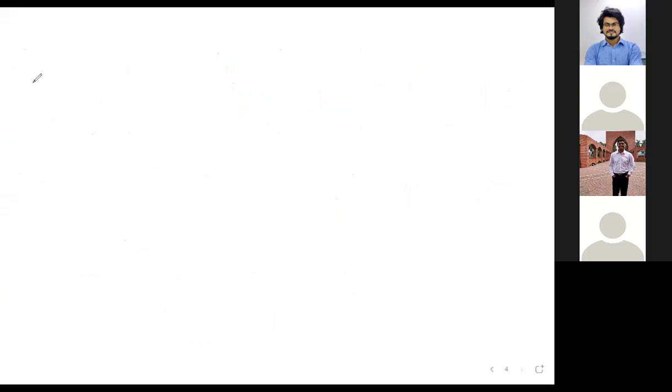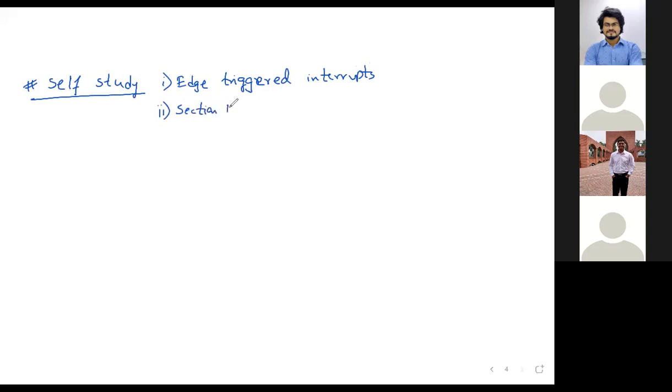Now let me come to the best part, okay? That is, I will leave something for self-study. Okay, so your question, you will get the answer over here. It will have some priority list. So according to the priority, if both interrupts are pressed, whichever has the higher priority will be executed first. Okay.